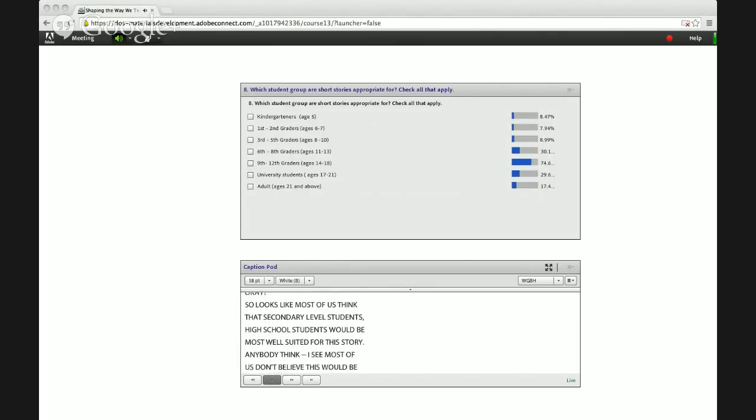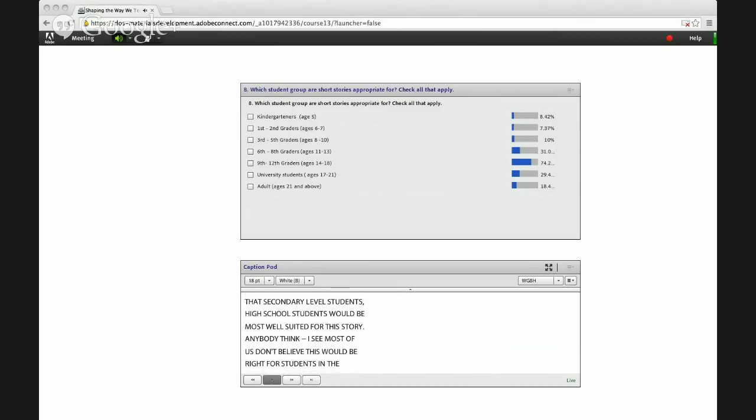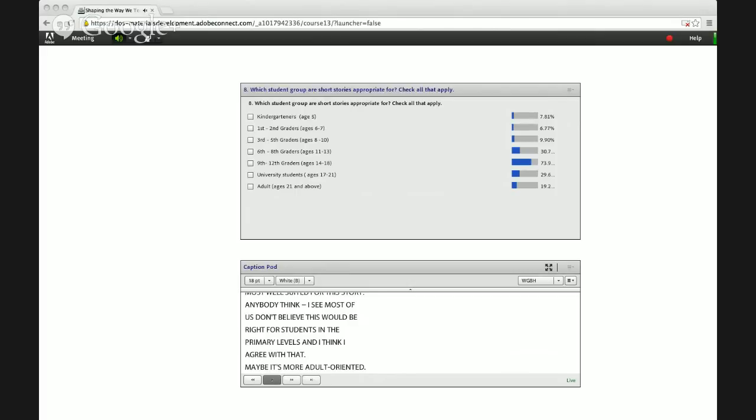Maybe it's more adult oriented. So I think that anybody beyond 6th grade could probably appreciate this story. All right, at least the theme of this story, the themes of the story. Let's think about their level, though.